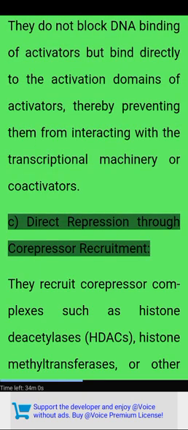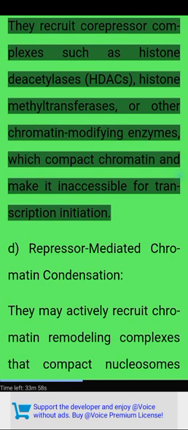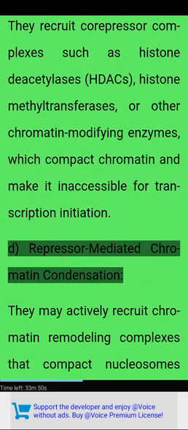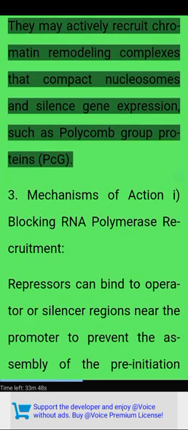C. Direct repression through core repressor recruitment. They recruit core repressor complexes such as histone deacetylases (HDACs), histone methyltransferases, or other chromatin modifying enzymes, which compact chromatin and make it inaccessible for transcription initiation. D. Repressor mediated chromatin condensation. They may actively recruit chromatin remodeling complexes that compact nucleosomes and silence gene expression, such as polycomb group proteins (PcG).